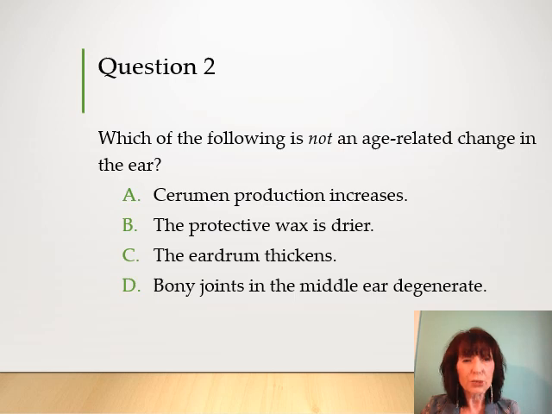Okay, question number 2. Which of the following is not an age-related change in the ear? Give you a second. All right, you're right, it's A. So cerumen production doesn't increase, does it? And it said not an age-related change. So cerumen production decreases, that's why it's dry, and you might have to clean out the wax.